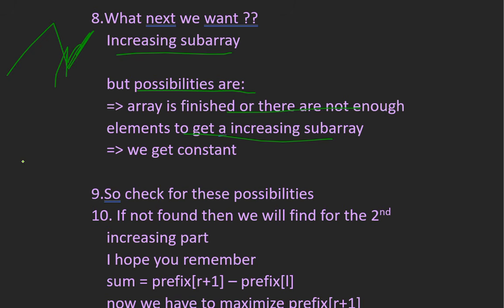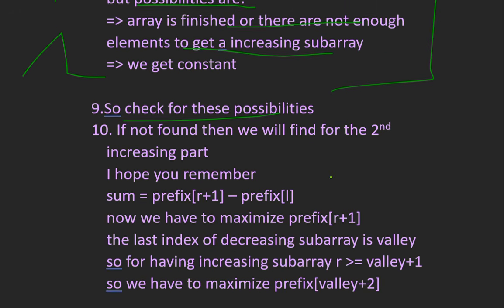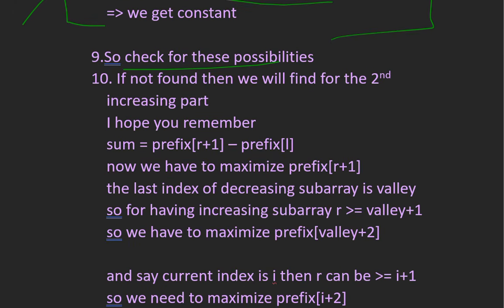What other case can be there? We get increasing, decreasing, and then we get constant. This case should not be considered, because in the question it was mentioned that those should be strictly increasing or strictly decreasing. So again we have to check for these two conditions. If these two conditions are not found, then we again start from finding the increasing subarray, then decreasing, and then increasing.